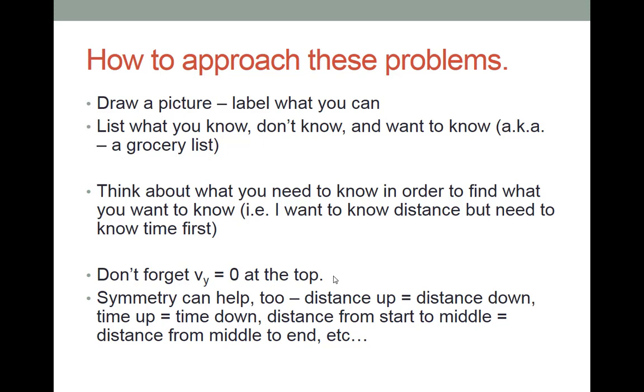You want to draw a picture. You want to write your grocery list. You need to look at the equations in order to determine the best way to find the information you want. And as reminders, don't forget things that are helpful, like vertical velocity is 0 at the top. And if you have symmetry, exploit it if you can.